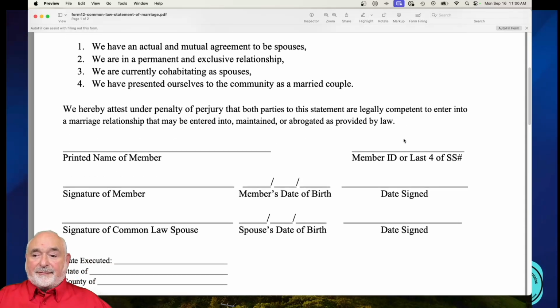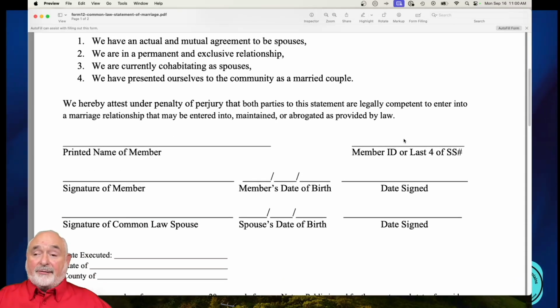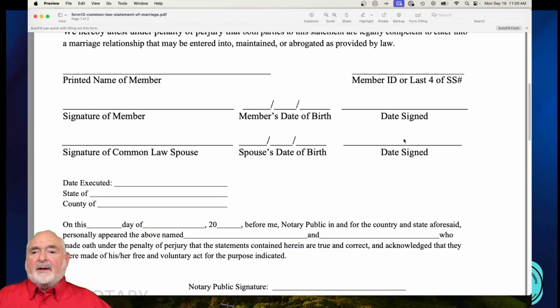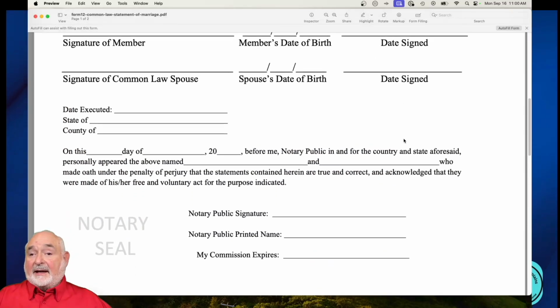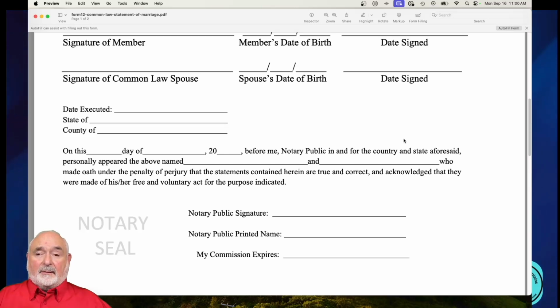So both spouses sign with their birth dates, and the member of the teacher's retirement system gives the last 4 of their social security number, shows the date that it's executed, and it's executed in front of a notary public with the notary seal, and you have now satisfied the requirements of common law marriage in Oklahoma.